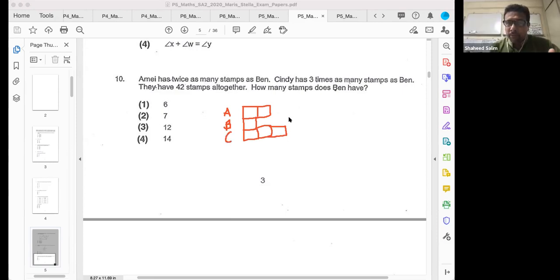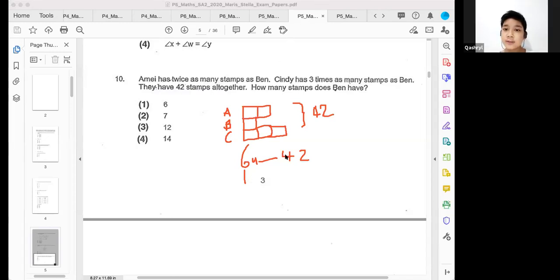So do you understand the model now first? Ami got twice of Ben. So Ami 2, Ben got 1. Cindy got 3, Ben got 1. So this whole thing is 42. But how many units is 42? So we count 1, 2, 3, 4, 5, 6. 6 units is 42. 1 unit is how much? 42 divided by 6. And what do you get? You get 7. So the answer is 7.